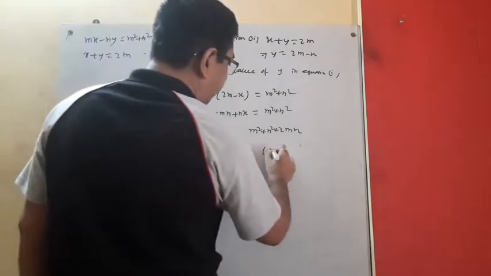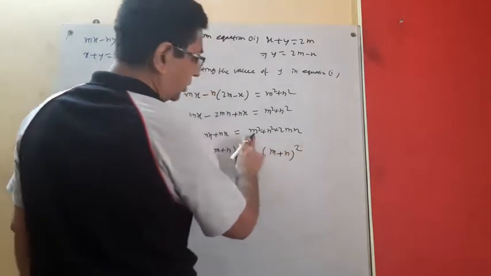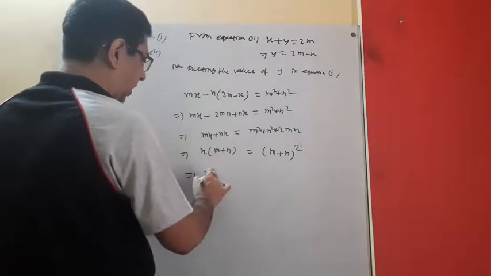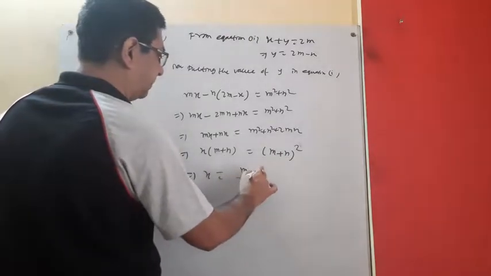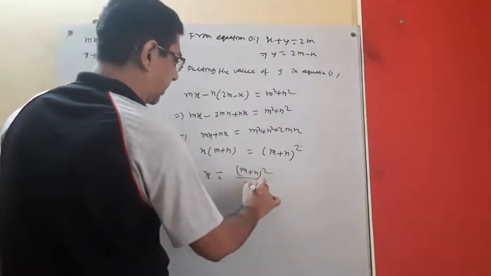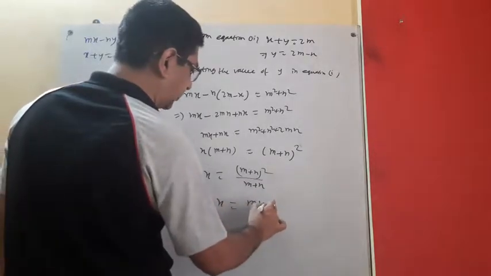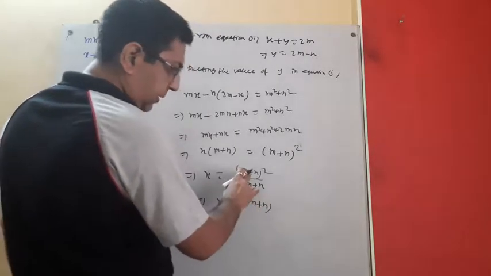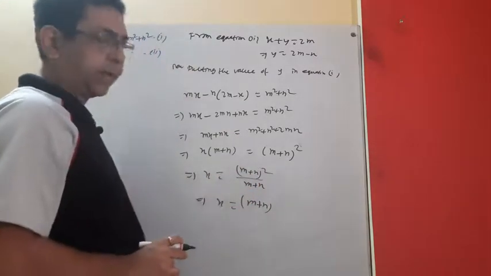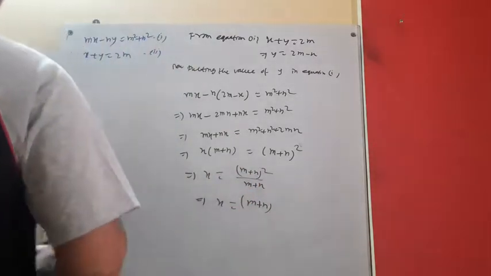This is m plus n whole square, a square plus b square plus 2ab. So what we are getting? x equal to m plus n whole square by m plus n. That means x equal to m plus n, because this is m plus n into m plus n. One m plus n will be cancelled. So x equal to m plus n.